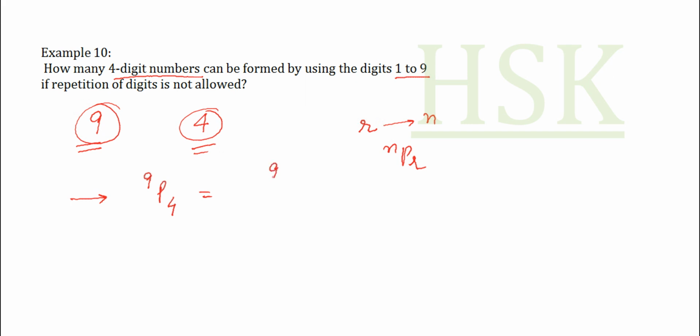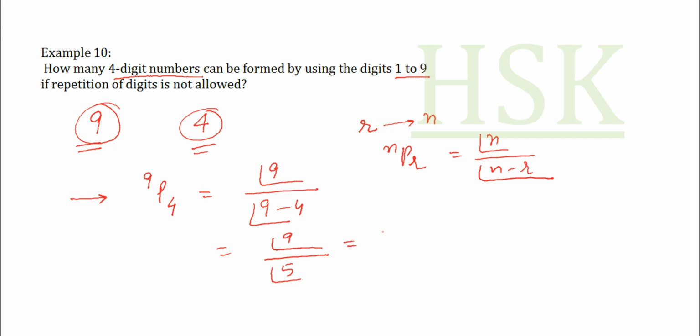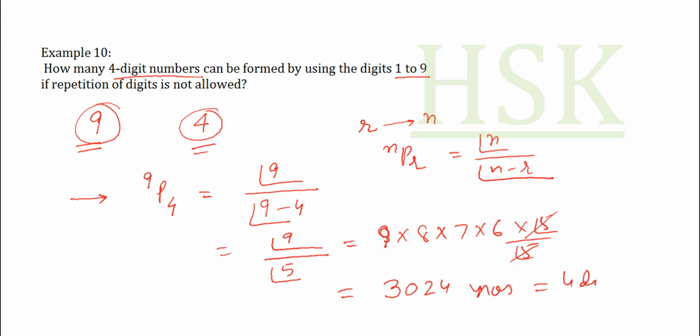And this will be equal to 9 factorial upon 9 minus 4 factorial, by using this formula, n factorial upon n minus r factorial. So this will be equal to 9 factorial upon 5 factorial. So this will be equal to 9 into 8 into 7 into 6 into 5 factorial upon 5 factorial. This and this cancel out, which on multiplication gives me 3024 numbers. So 3024 numbers which are 4 digits are possible.